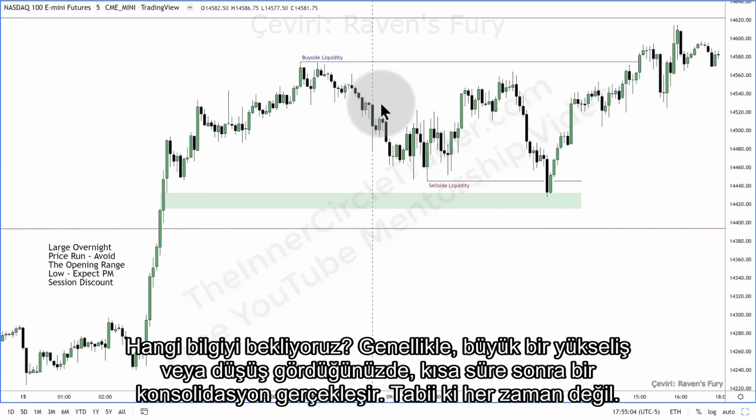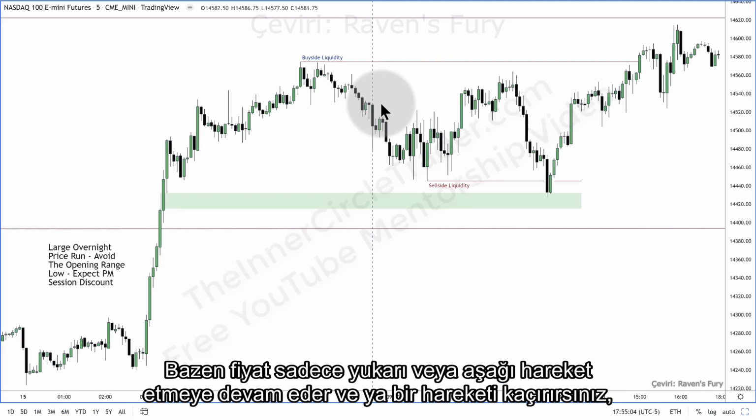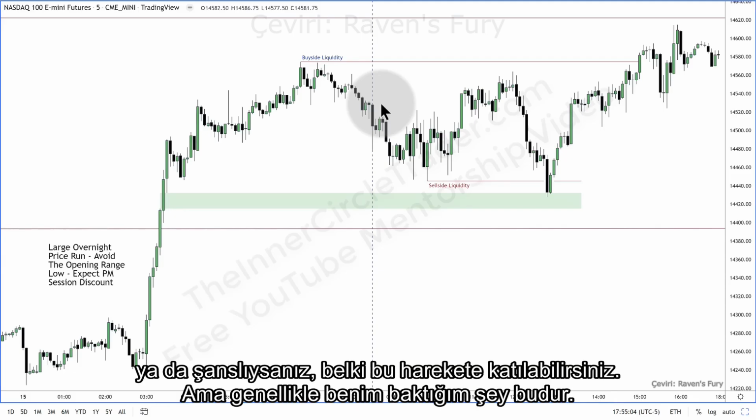Well, typically, whenever you see a big run up or a big run down, there's a consolidation that takes place shortly after. Now, not always. Sometimes it just keeps on ripping higher or lower, and you'll either miss a move, or if you get lucky, maybe you can participate in it. But this is what I typically look for.